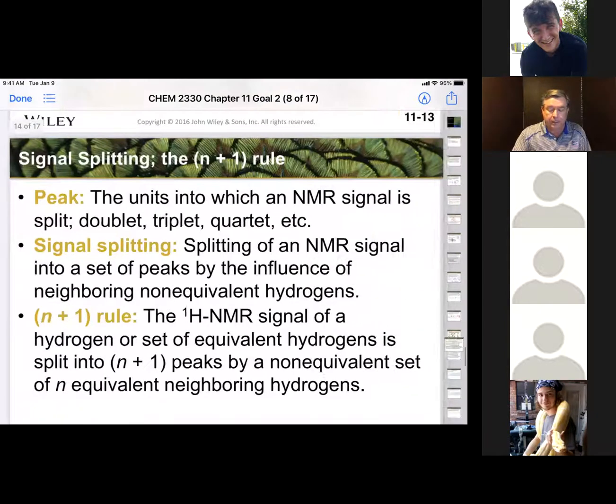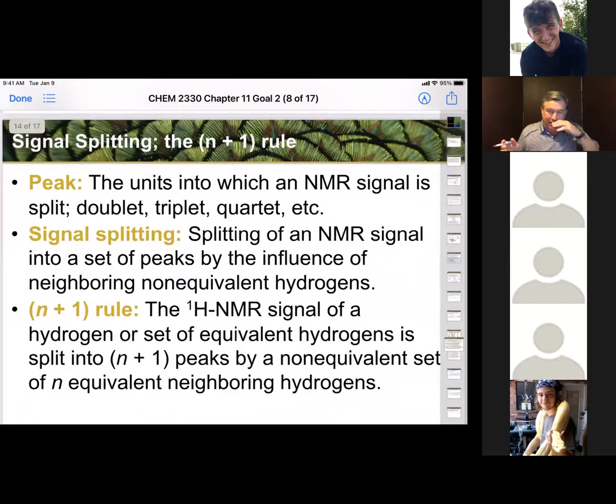All right, now comes the hard part, okay? Splitting. Splitting is probably the hardest thing because it's hardest to wrap your head around. But the idea is that we have hydrogens on an atom, and those hydrogens are equivalent to each other, so they don't split each other because they're exactly the same. However, on adjacent carbons, the number of hydrogens on those adjacent carbons will split the signal that we're looking at.